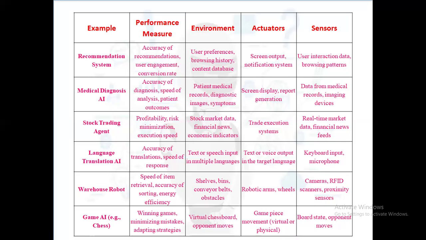The agent operates in the dynamic environment of financial markets, processing real-time data and news. Sensors gather this information while actuators execute trades. The agent's performance is evaluated based on profitability, risk minimization, and execution speed, ensuring optimal trading decisions.